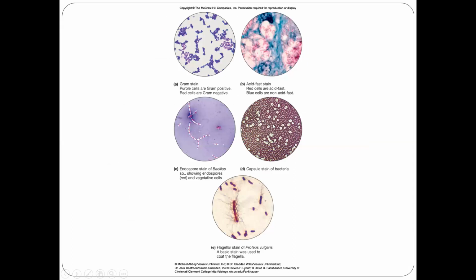Now, what shows up here are gram stain results and the acid-fast stain. We see the blue is non-acid-fast, and the red cell is acid-fast. Endospore stain is specifically for two types of bacteria, Bacillus and Clostridium. This is the capsule stain. And the last one is the flagella stain.